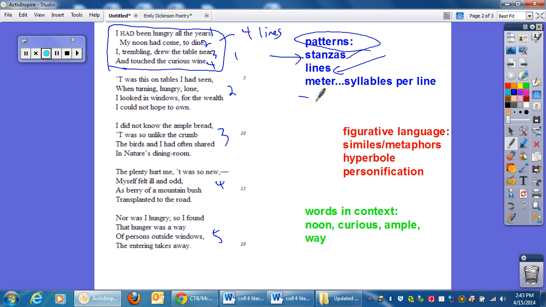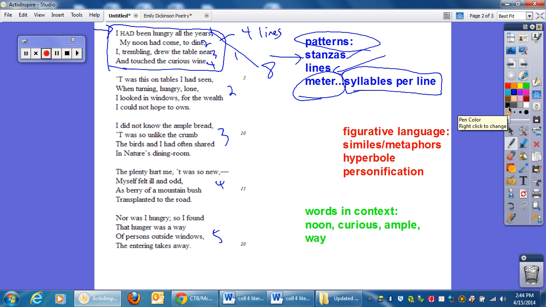And then the last thing that we need to do is look at the pattern of meter. Meter refers to the number of syllables per line, but you're never going to be asked what meter a poem is in. But if you can detect that there's a pattern to things, you'll be in good shape. In this case, then, if we count the number of syllables in the first line, "I had been hungry all the years," we'll notice that there are 8 syllables in this line.